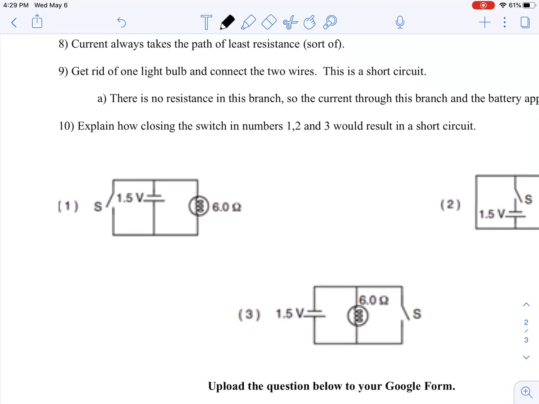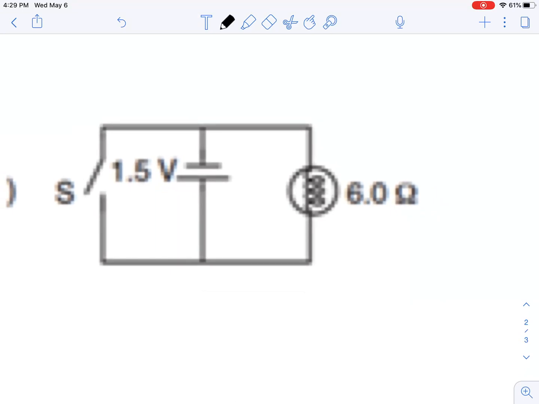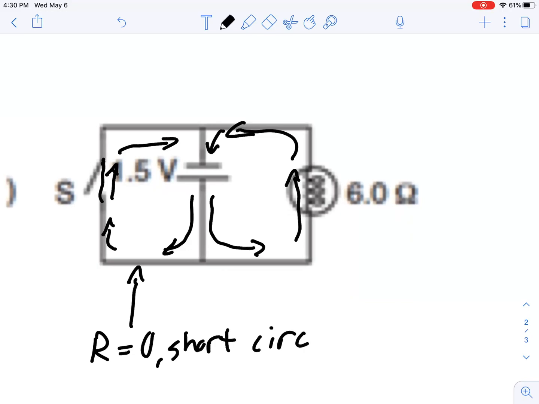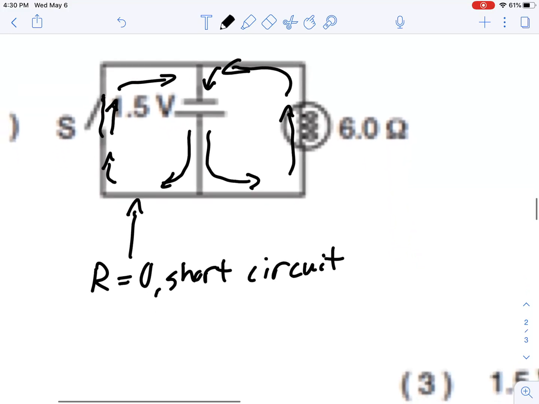So it says explain how closing the switch in numbers 1, 2, and 3 would result in a short circuit. So look what's going on here. When the switch is open, there is no current going through this branch at all, because there's no closed path. But when the switch is open, there's current going this way. That's good. There's resistance there, no problem. But then when you close this switch, here's what happens. Current wants to go this way too. But think about it. Is there resistance here? No, there is no resistance, okay? So that's a short circuit. Even though that portion of the circuit on the right is fine, it doesn't matter. This closed loop where there's zero resistance is going to have way too much current.